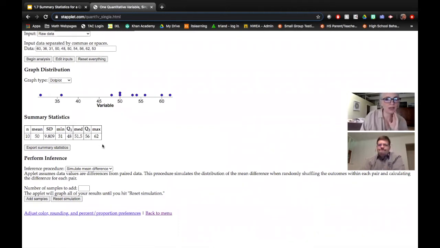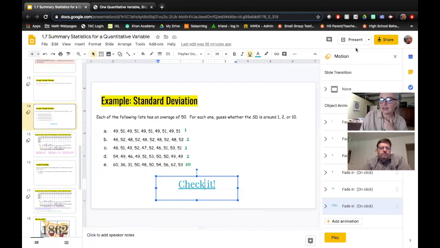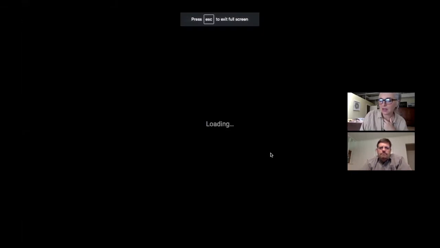Which one do you think I want to look for if I'm looking for standard deviation? I would probably say SD. And our standard deviation in that case is 9.809. So yeah, our answer of 10 made us correct.